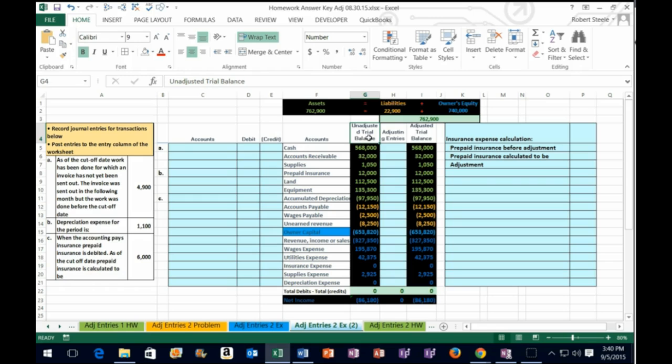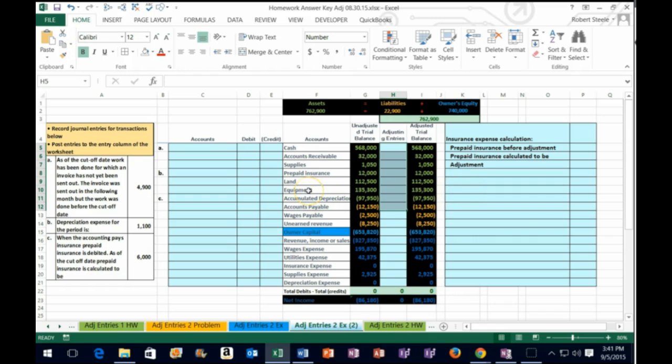So we have the unadjusted trial balance where all the transactions have been entered. We will then make our adjusting entries in this column. Then we will have our adjusted trial balance there. That's the one that we will then use to create the financial statements. So we will take these adjustments, then we'll record those journal entries right here. Then we will post those journal entries into the adjusting column. We can use this worksheet to do any calculations that may need doing.